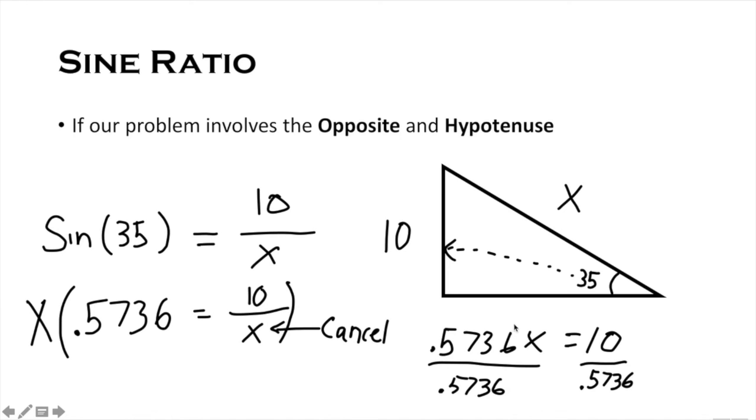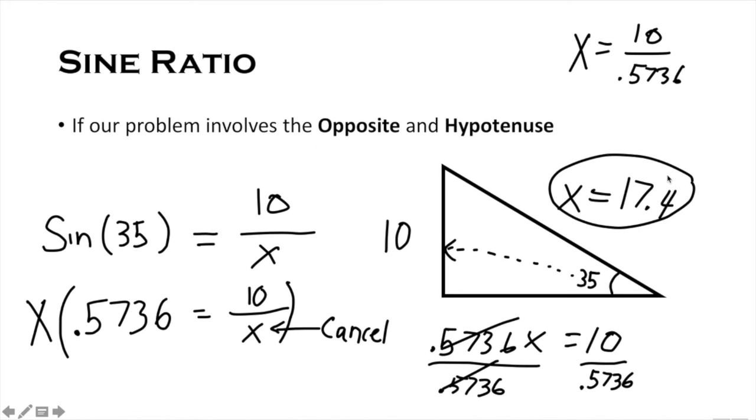So basically, doing all that, what we've done is we've canceled this out in front. So what we have as our grand total is x equals 10 over 0.5736. X equals 17.4. All right, so that's how we deal with problems when x is in the denominator.